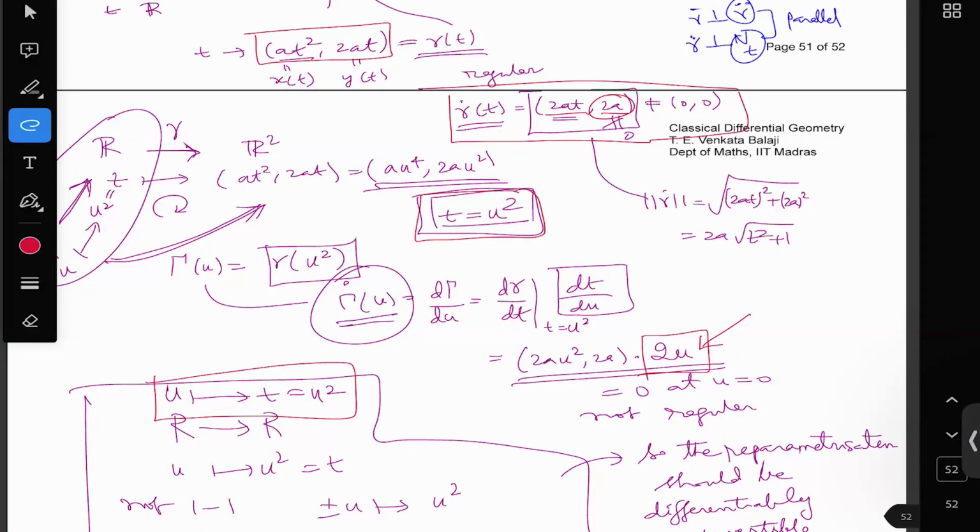So what happens here is, this u going to t equal to u squared is already not bijective, because plus u and minus u both go to the same t, since plus or minus u whole squared is u squared. So first of all, it's not bijective.